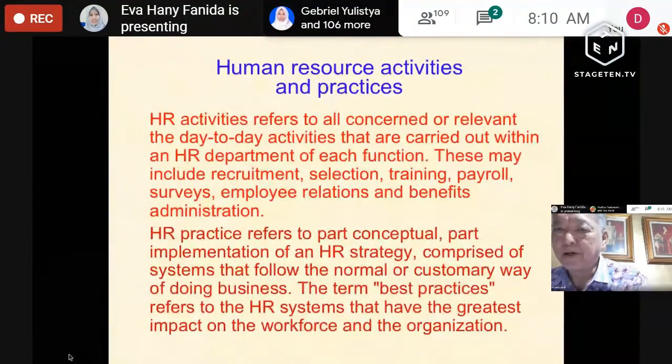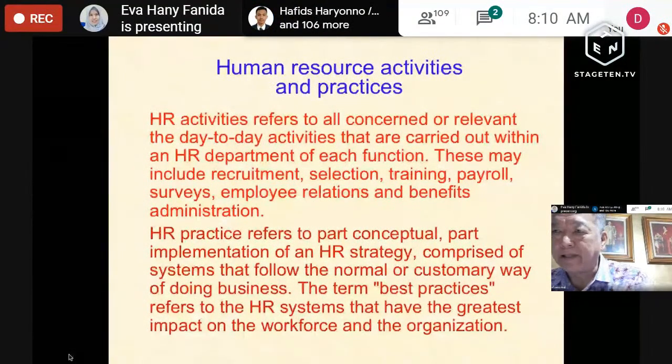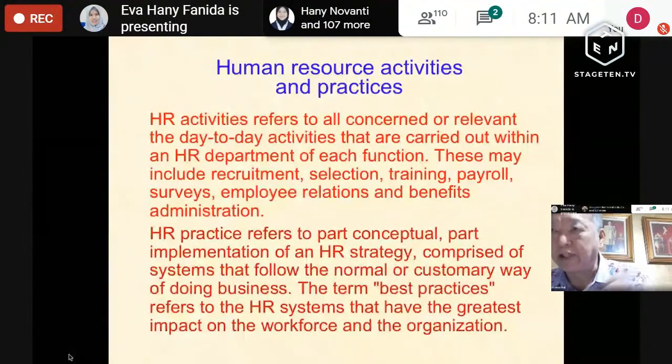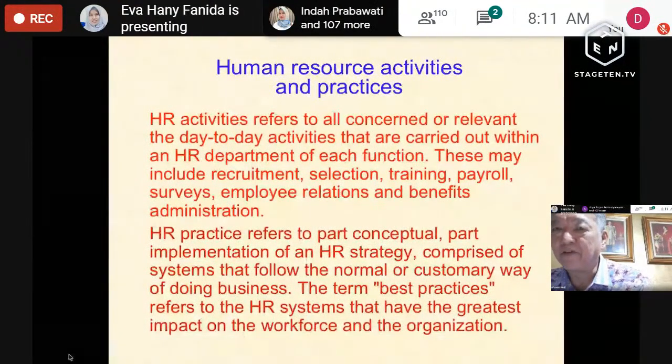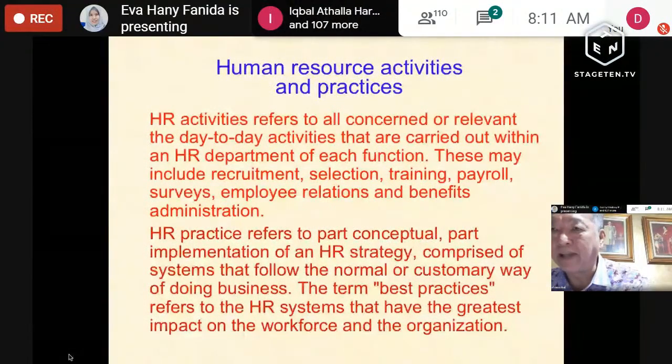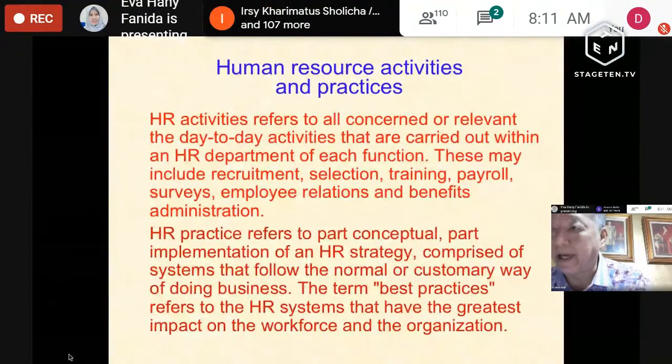So there are similarities and differences among these words. Sometimes when we talk about HR activities, it refers to the functions. But in fact, we talk in detail of each function, what kind of activity they have. So I will explain in more detail in my next lecture.